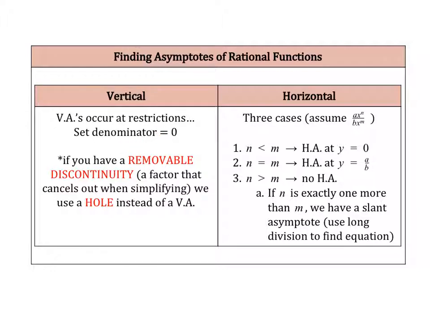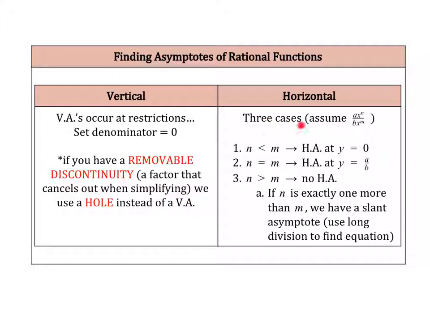One thing to point out, if you have what's called a removable discontinuity, meaning a factor that cancels out when you simplify, we still have to remember that that was a restriction. However, instead of creating a vertical asymptote, it's actually going to create a hole in your graph. So you're still going to want to make note of it, so you include it in your graph, but it's important to know that it won't make a vertical asymptote.